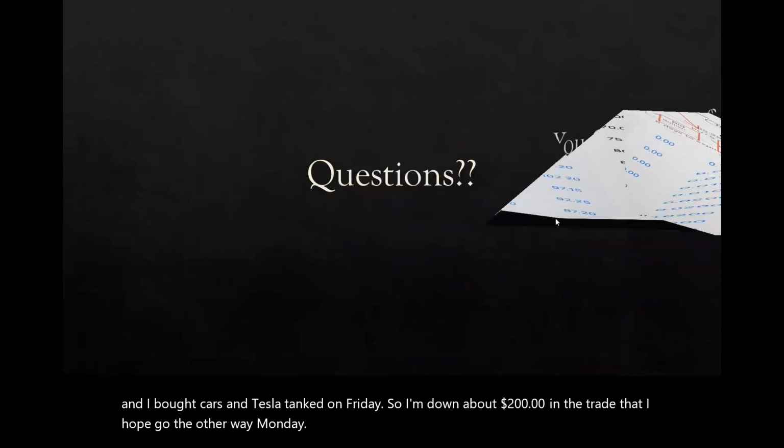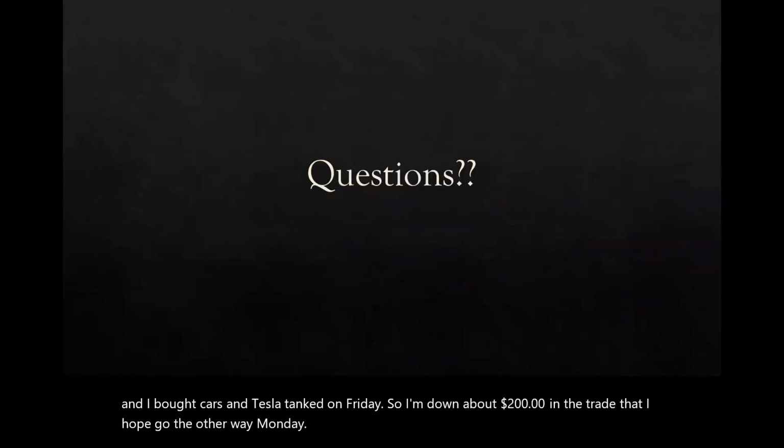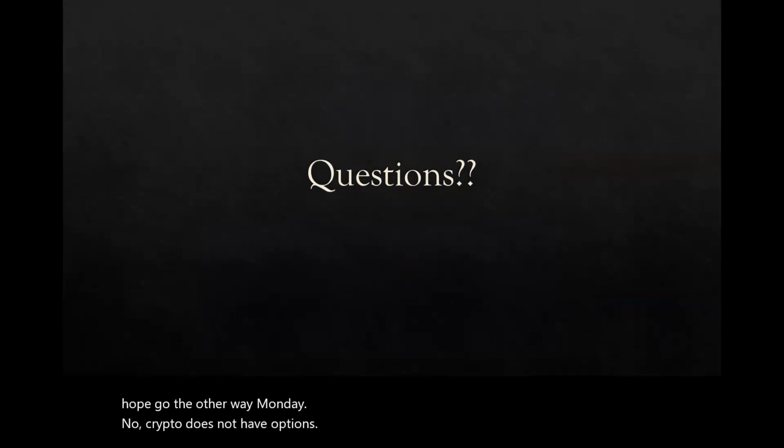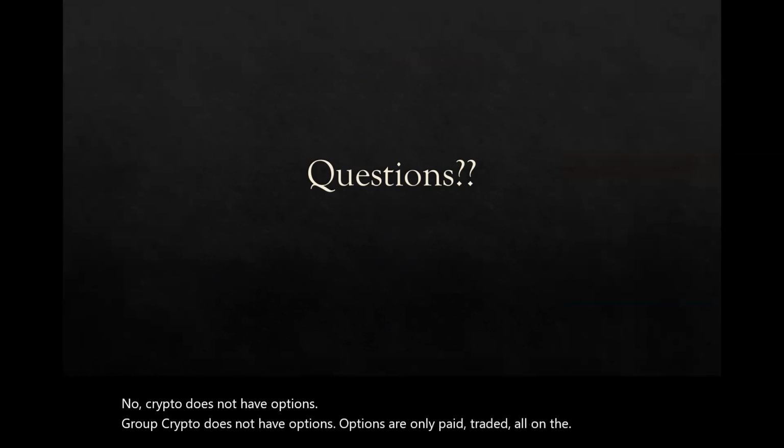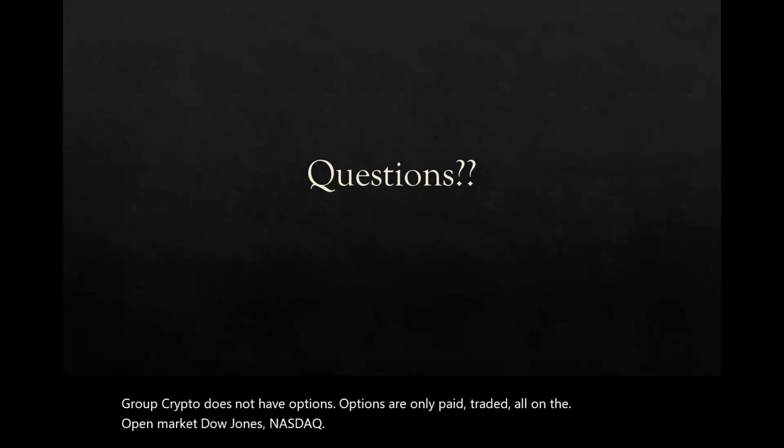All right. So can you do this with cryptocurrency as well, or just stock? Nope. Crypto does not have options. Options are only traded on the open market, Dow Jones, NASDAQ, S&P 500.